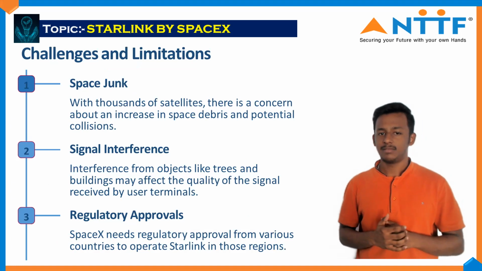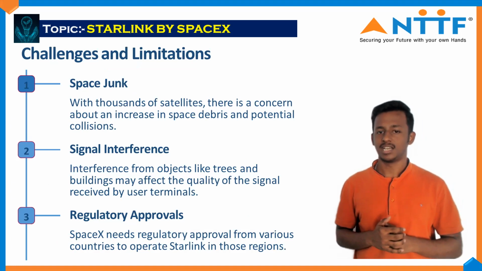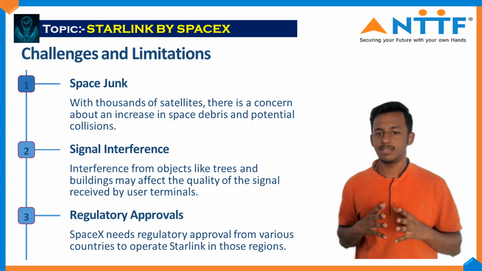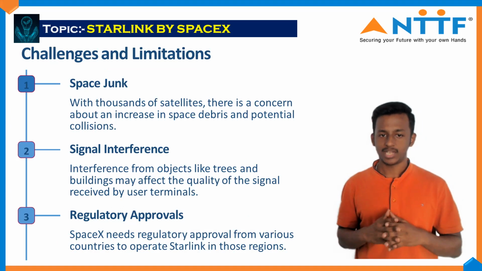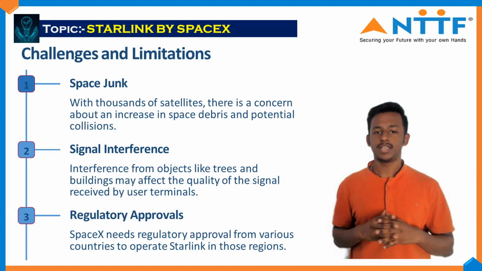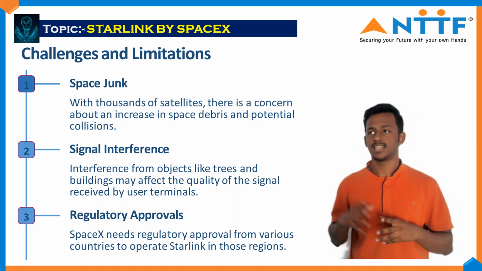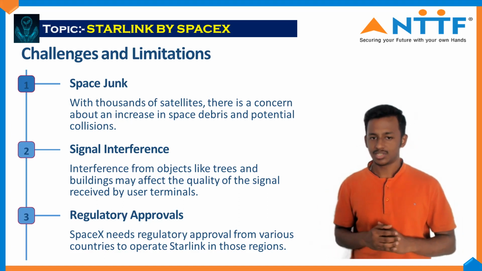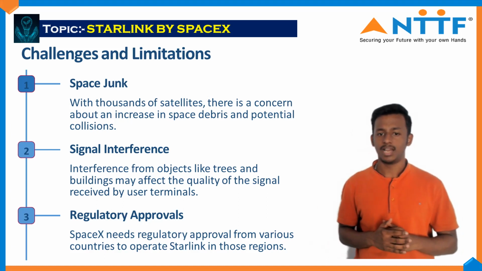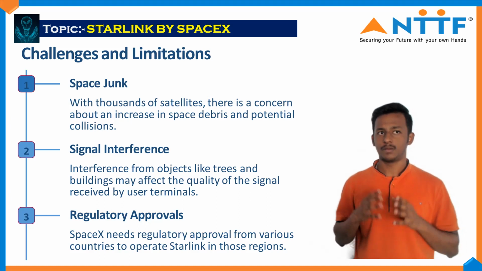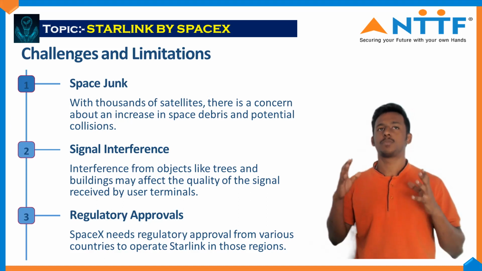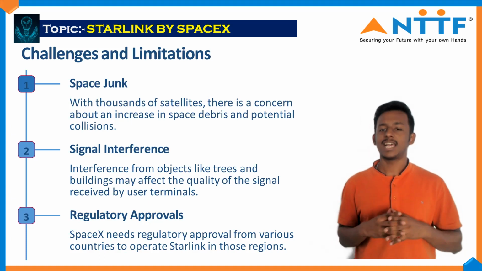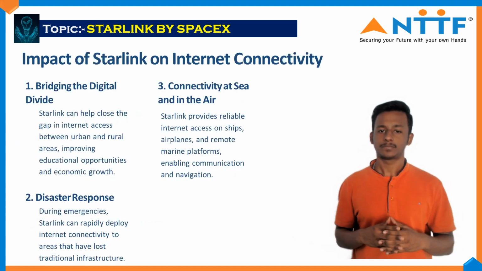What are the challenges and limitations? First one is space junk. With thousands of satellites, there is a concern about increase in space debris and pollution and potential collisions. Signal interference. Interference from objects such as trees and buildings may affect the quality of the signal received by the user terminal. Regulatory approval. As SpaceX needs approval from different countries and continents to provide these services, regulatory approvals are one of the biggest challenges in this project.